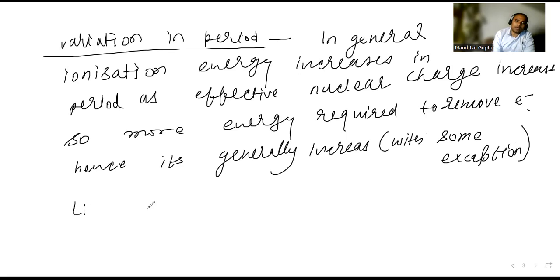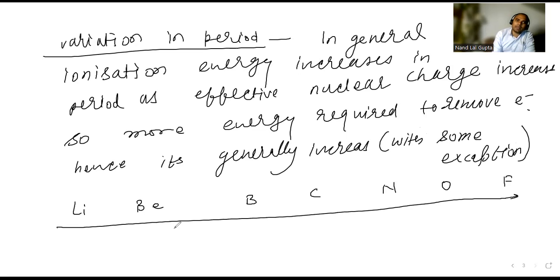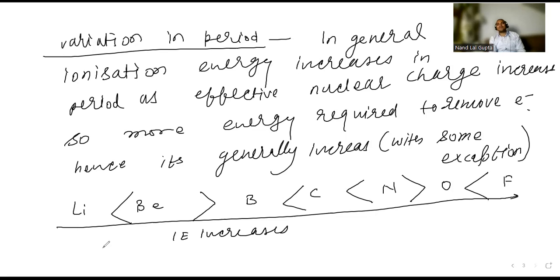If you are talking about lithium, then beryllium, then boron, carbon, nitrogen, oxygen, fluorine, IE increases. But see the order: this one, then this one, then this one. It's very difficult to memorize, but I will explain how it is happening.